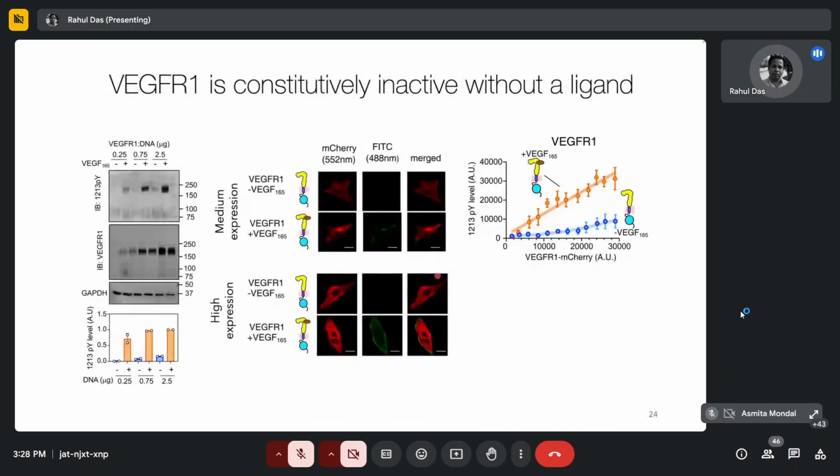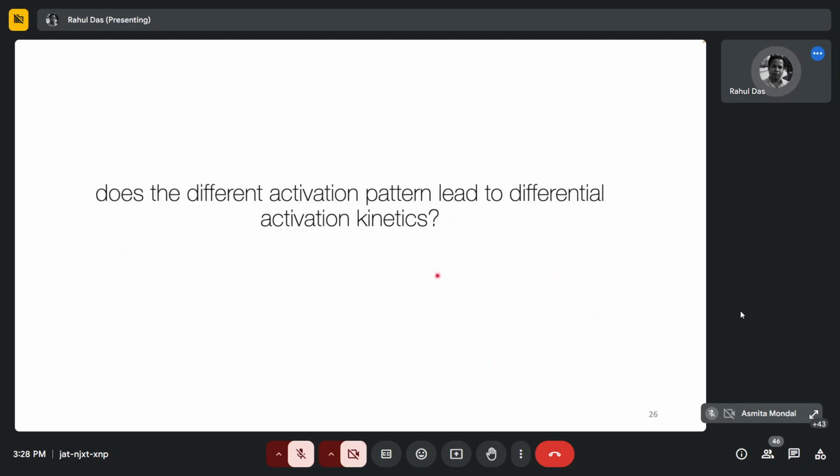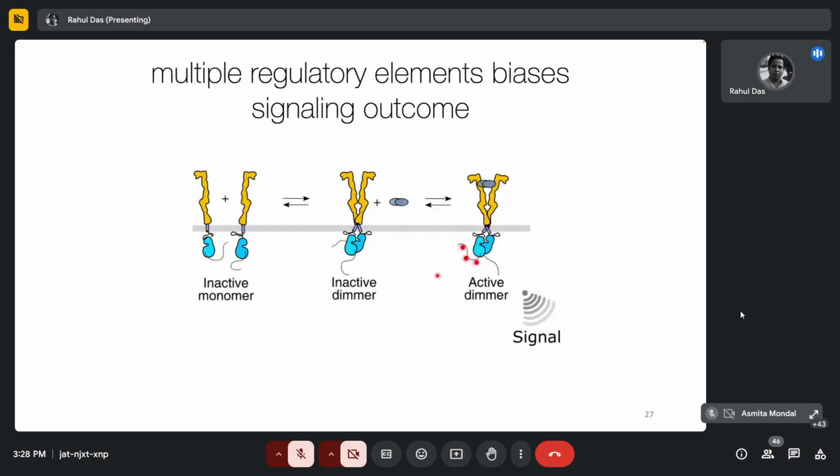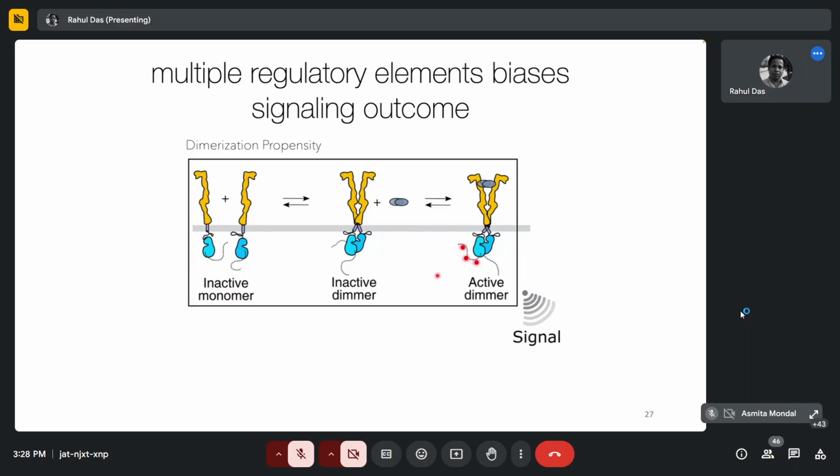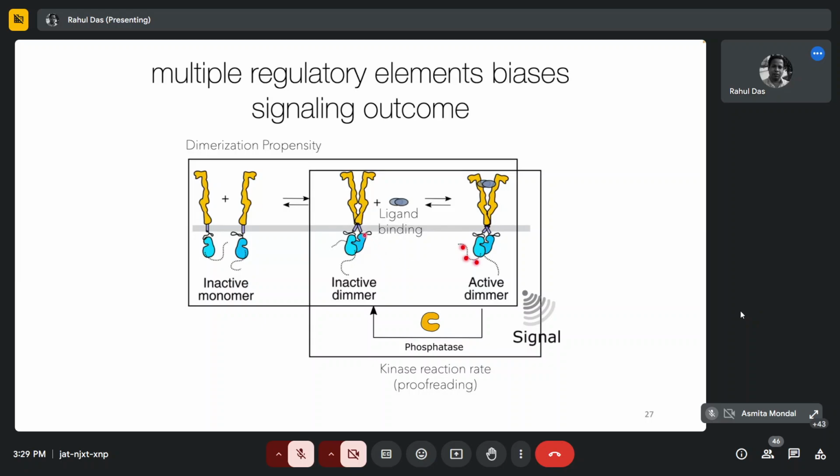Okay, so we could explain that, but we could not explain why these two receptors that look exactly the same behave differently. So we started to interrogate the structure of this receptor, to look into how ligand binding induces dimerization, how a ligand independent dimer could be formed, and what are the structural components that prevent this ligand independent dimer formation.